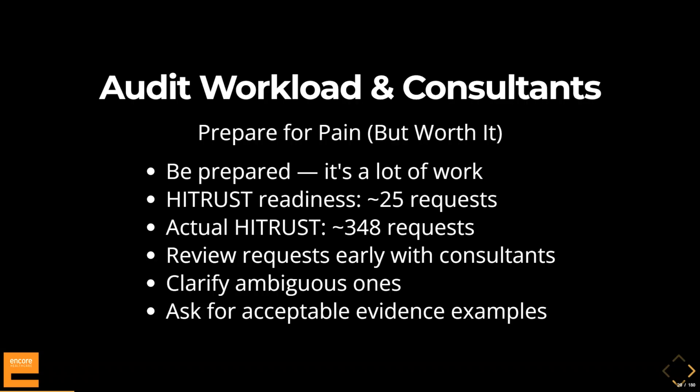You want to communicate with them early when it comes to these requests, because some of them are incredibly abstract and make no sense. So you have to say to them, hey, what does this actually mean for our environment? Because it means something different for everybody else. Clarify the ambiguous ones and ask them, what are you looking for here? What evidence do you want that's going to pass this control?